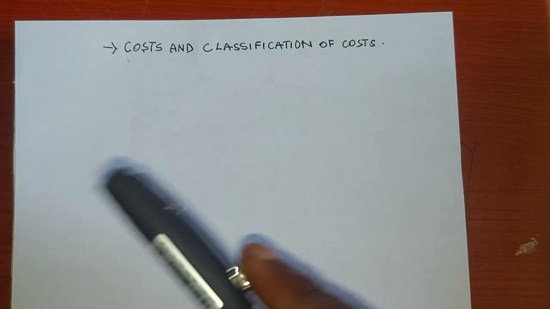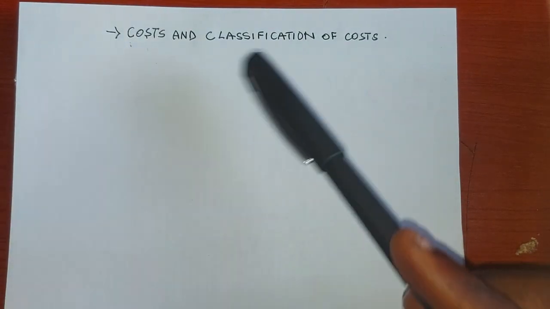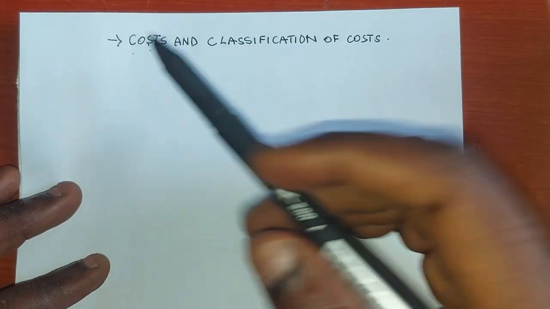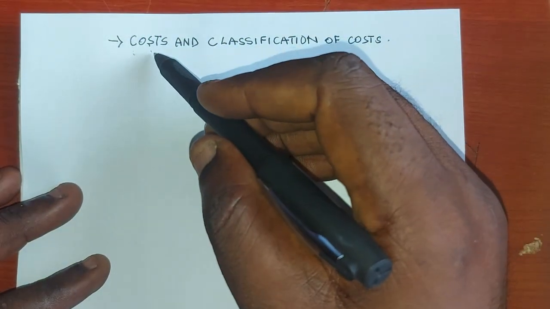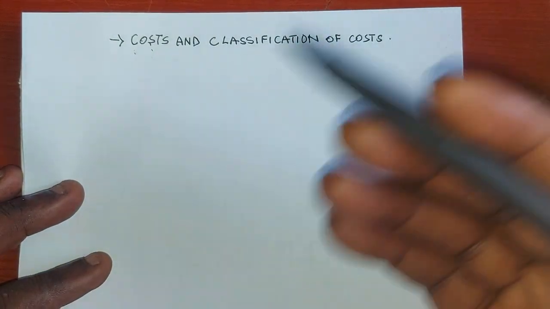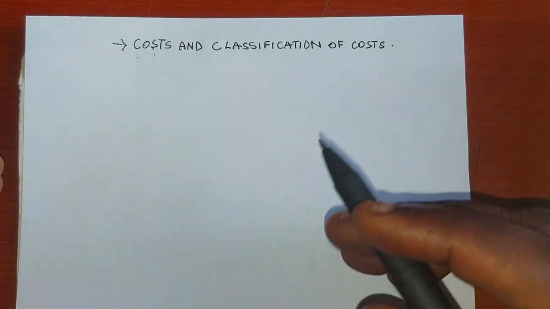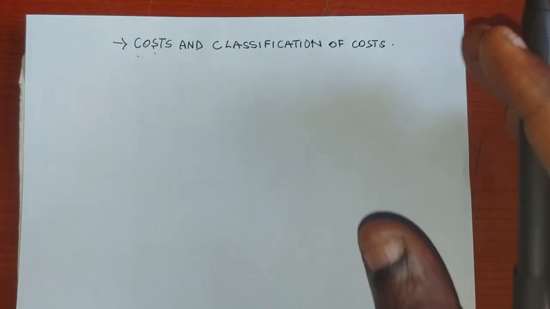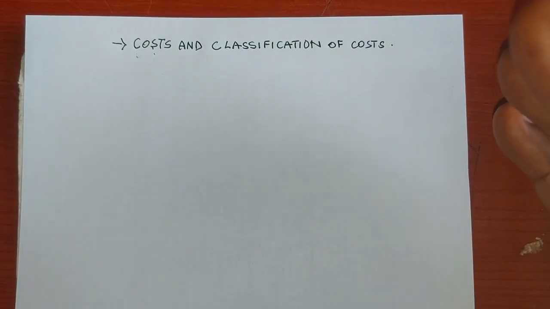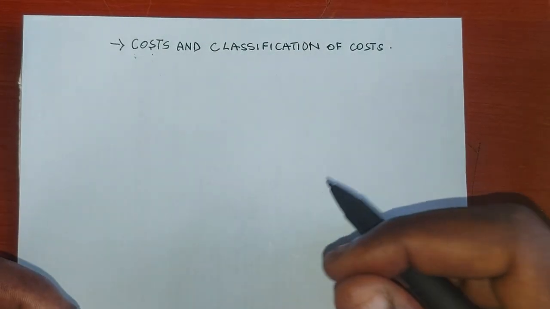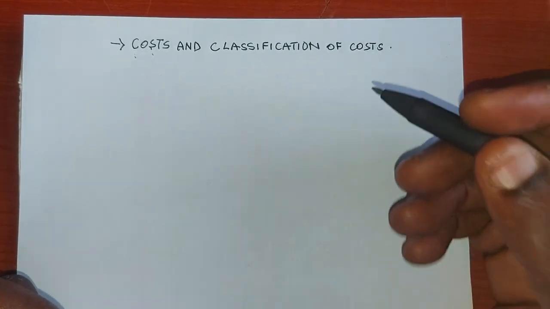In this video, we are looking at the concept of costs and cost classification. So what is cost? Costs simply means the value of economic resources used for the production of goods and services. Okay, the value of resources used for the production of goods and services.